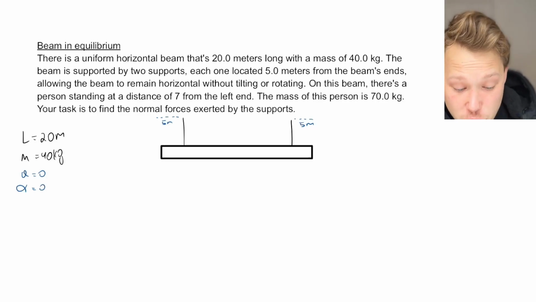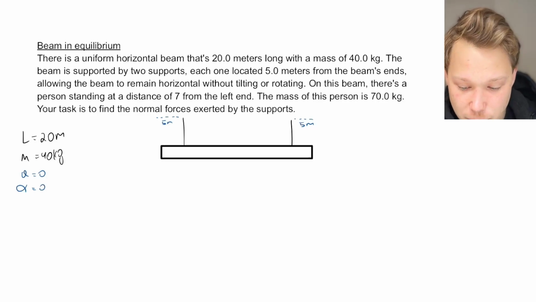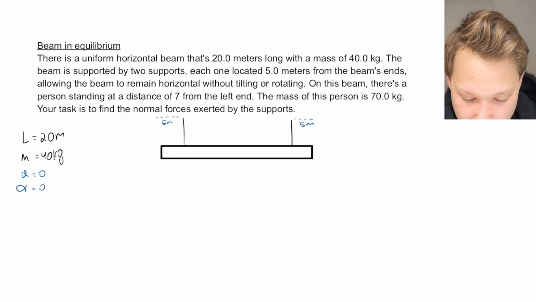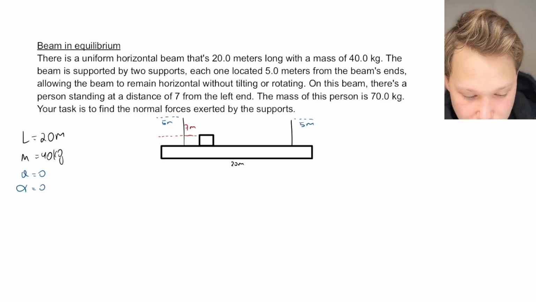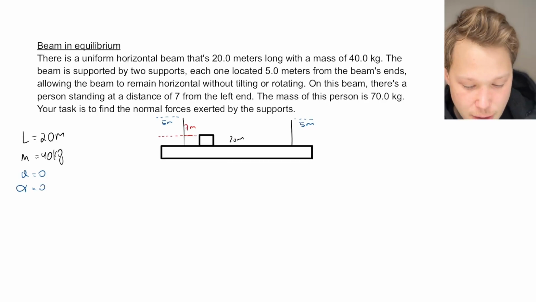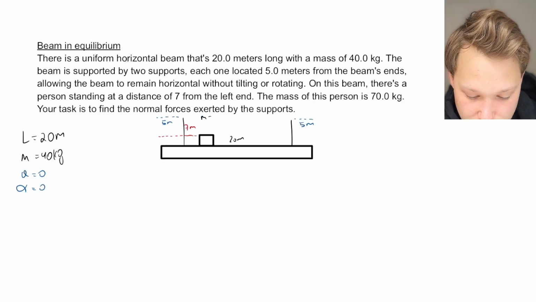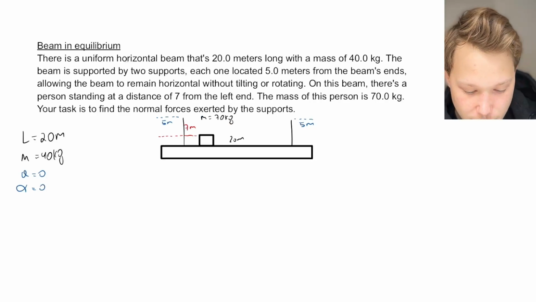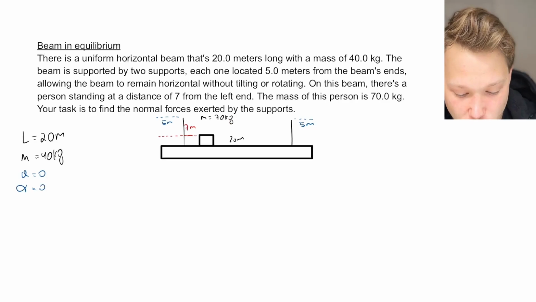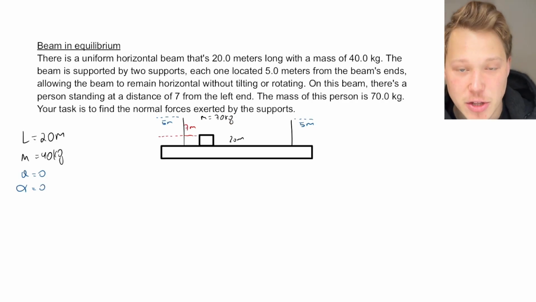On this beam, there is a person standing at a distance of 7 meters from the left end. Okay, so we have a person now. Oh, and by the way, we know that the total length of the beam is 20 meters. Okay, the mass of this person is 70 kilograms. Your task is to find the normal forces exerted by the two supports.